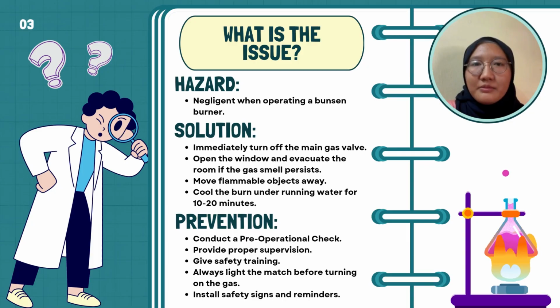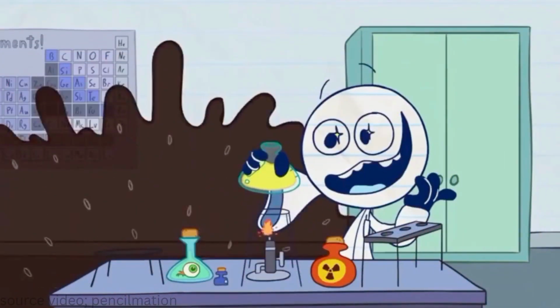And how do we prevent it from happening again? We can conduct a pre-operational check, provide proper supervision such as a lab assistant or lecturer to guide the students, and give safety training before the lab. Always light the match before turning on the gas. And lastly, install safety signs and reminders so that students do not forget anything.